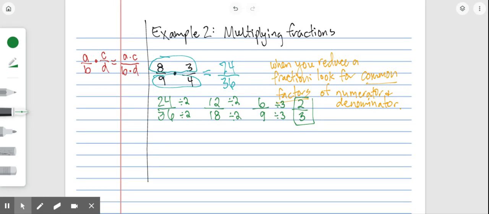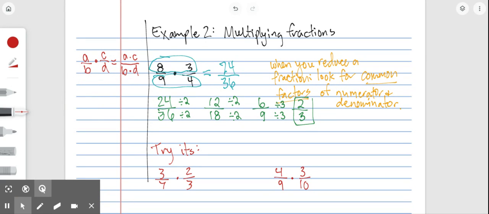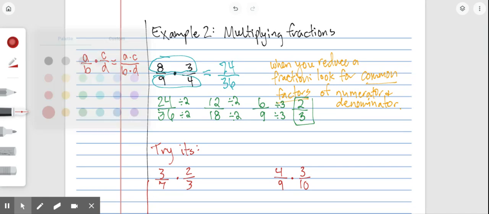All right, let's do some triads. Your triads for this one are 3/7 times 2/3, that's a 7 right here, and 4/9 times 3/10. So 3/7 of 2/3 and 4/9 of 3/10. Take a second, pause this video, try those two problems, and then we'll come back and I'll go over it. All right, you should have paused the video. You should have tried those two problems. Now I'm going to go over it.